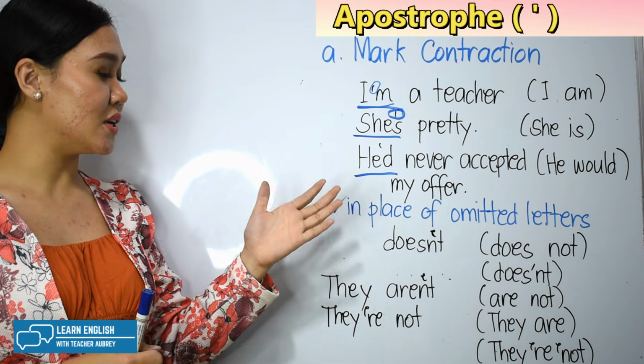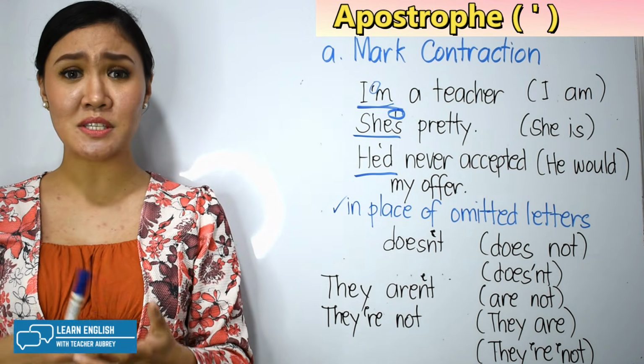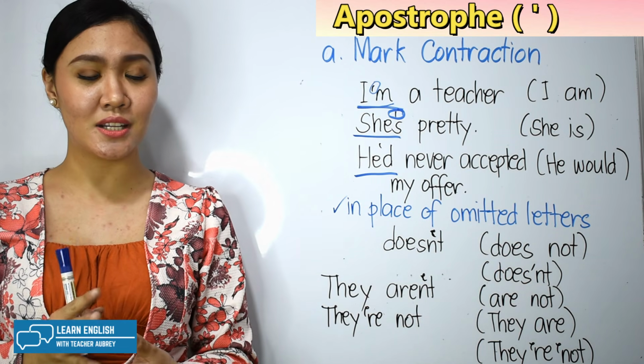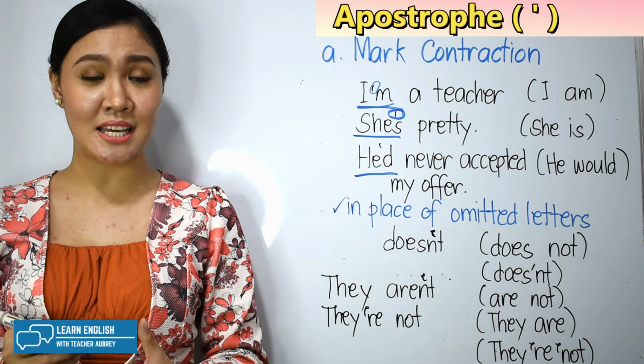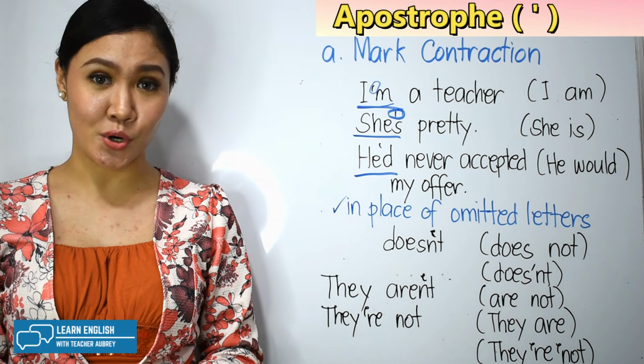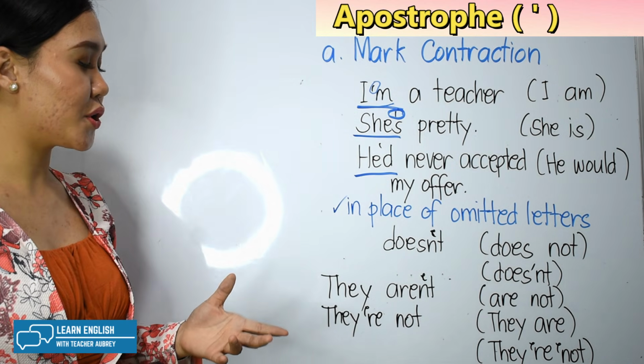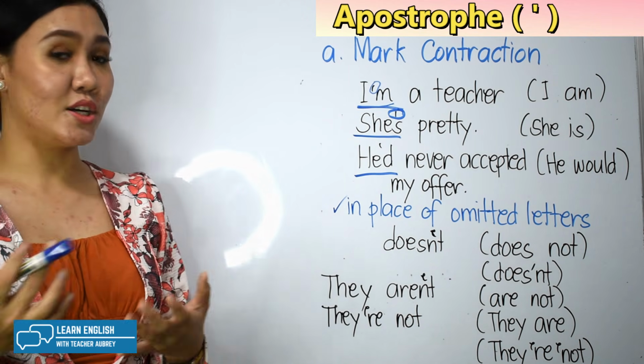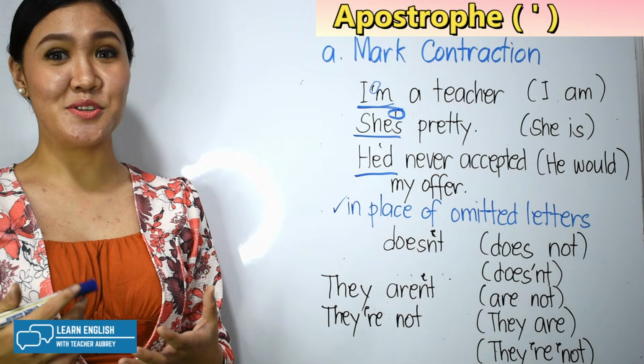and also ginagamit din natin ang apostrophe in place of omitted letters. Ano ibig sabihin ng omitted? Kapag sa isang word in English, mayroon tayong gustong paikliing salita at may aalisin tayong particular letter in that word. Example, the word do and not, nagiging don't, di ba?